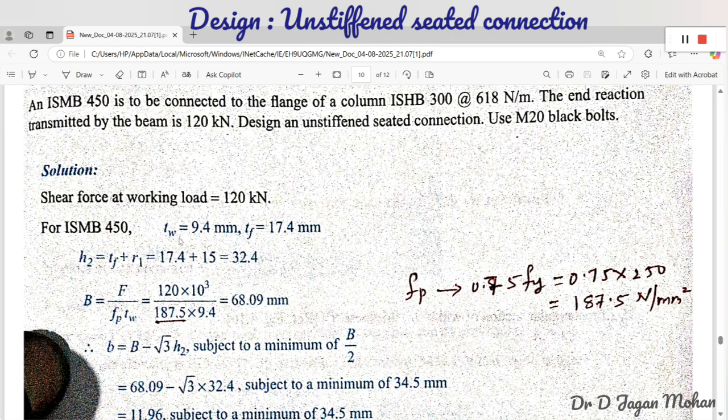You refer to the steel table. The thickness of the web of that ISMB 450 is 9.4 mm, and the thickness of the flange is 17.4 mm. So H2 is the thickness of the flange plus the radius at the root. R1 is the radius connecting the web of the beam to the flange of the beam. These values will be available in the steel table. You can refer to that. That is going to give 32.4.